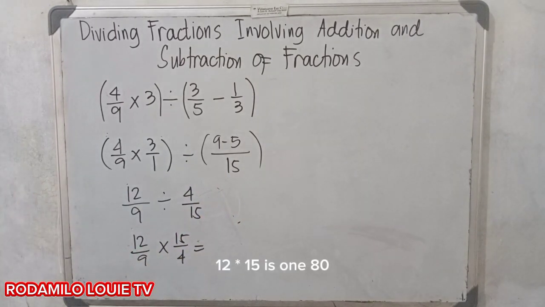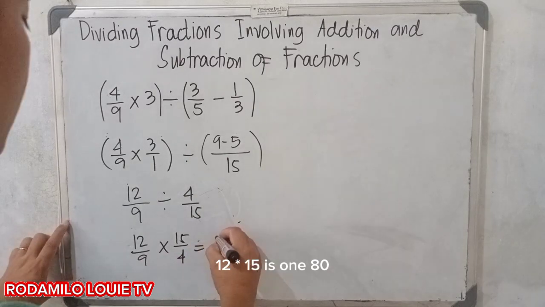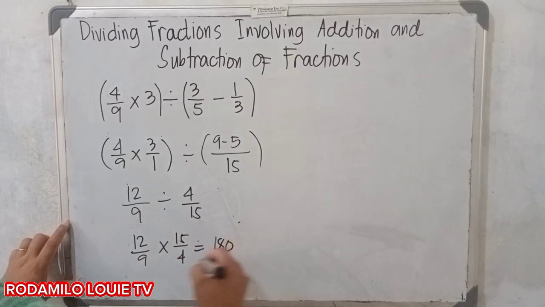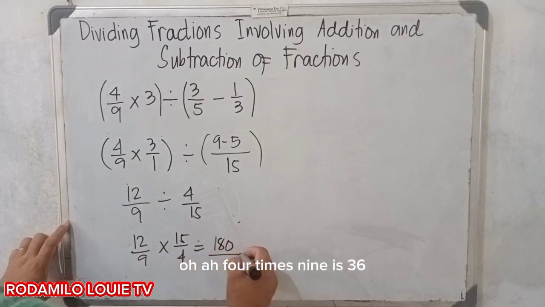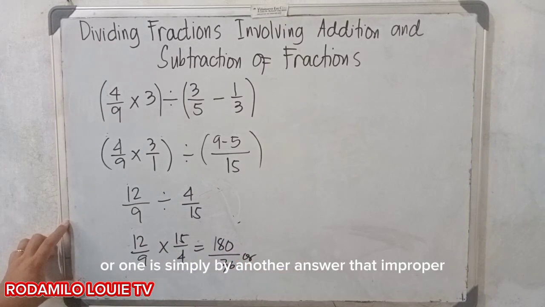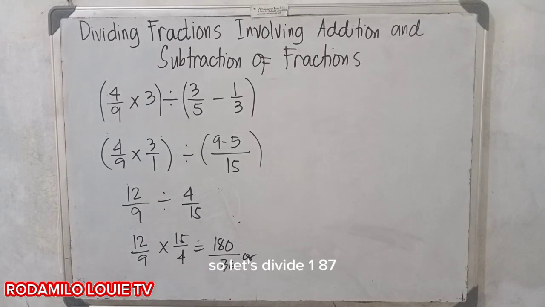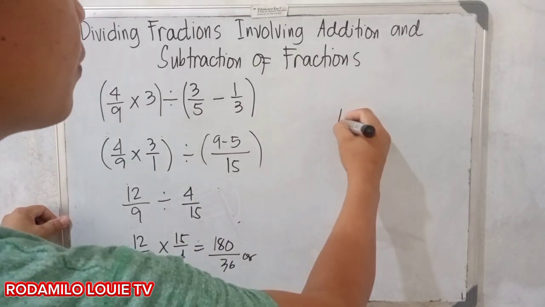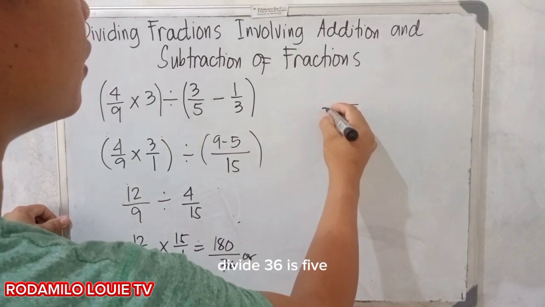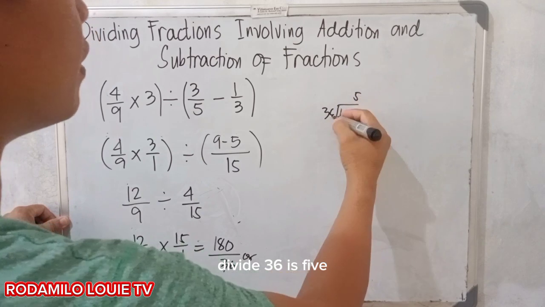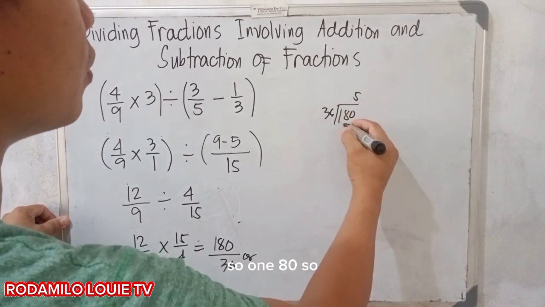12 times 15 is 180, over 4 times 9 is 36. If we simplify our answer, since it is improper, let's divide 180 by 36. 180 divided by 36 is 5.